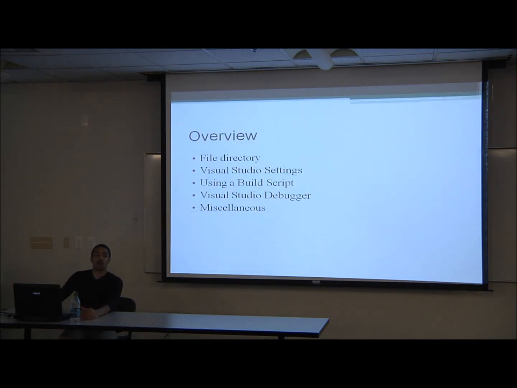So things we'll be going over. Just setting up your file directory for the first time. Someone before the meeting asked me about where to put libraries and executables and stuff like that. Those are the kind of things we'll be going over. Visual Studio has a lot of settings and a lot of things that you can get wrong, so we'll go over some of them. We can't go over all of them, but I'll just highlight where to find some of the things. Things like using build scripts, trying to automate these processes. And then actually the Visual Studio debugger.